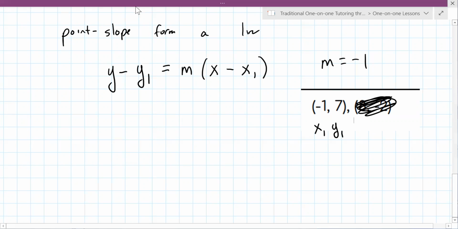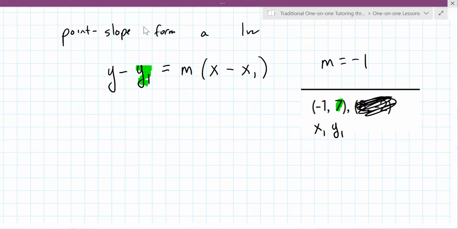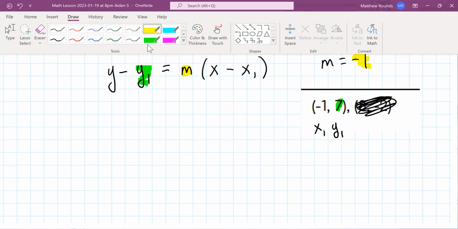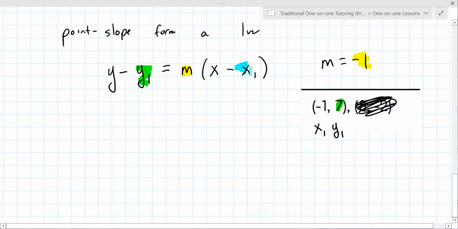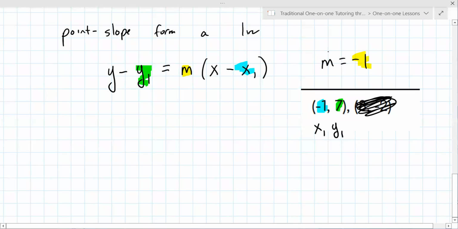Instead of y1, you're going to put in this value of 7. Let me color code that here. Sometimes that's easier. The 7 is y1. The slope is -1. The x1 is -1 here. Is that clear? Yeah. Great. So it's y minus 7, where 7 is y1, equals the slope, which is -1.